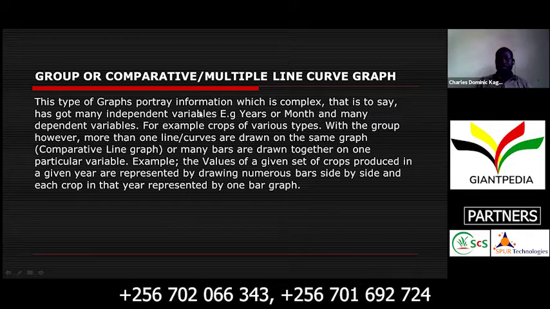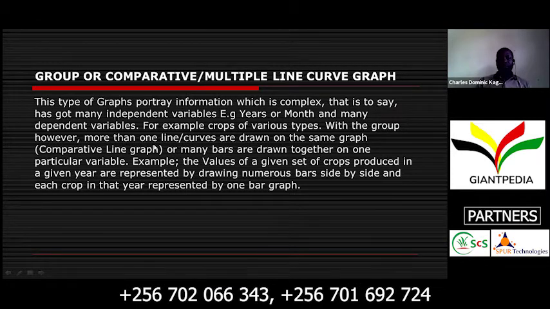Complex, in a sense that it is more information. It is not one item like we were looking at there, but now these are many. That is to say, they have independent variables, for example years or months, and many dependent variables, for example crops of various types with groups.